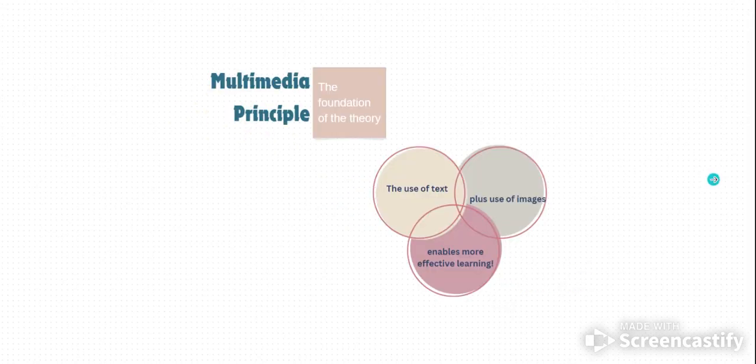We'll begin with the multimedia principle, which states that by combining images and verbal instruction, knowledge can be retained more easily by the learner. This is the foundation of the theory of the multimedia learning. So simply put, the use of text plus the use of images enables a more effective learning environment.